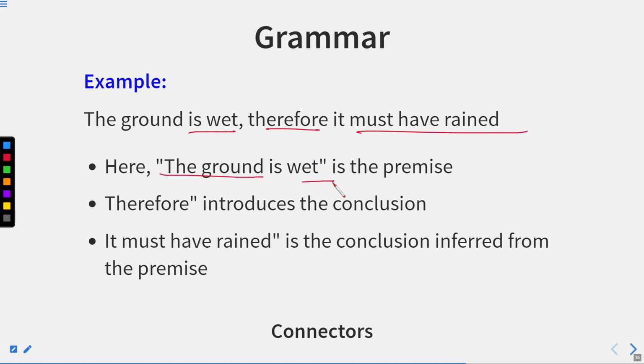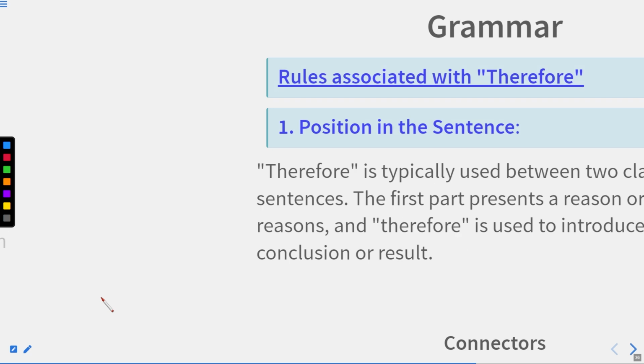Here the ground is wet is the premise, or you can say the starting part of the reason showing part. After that, therefore introduces the conclusion, and after that, it must have rained is the conclusion inferred from the premise. So we are just inferring from this part. We are not saying it actually, but we are just inferring that part from it. Now let us move further.